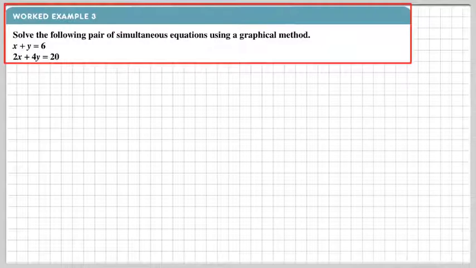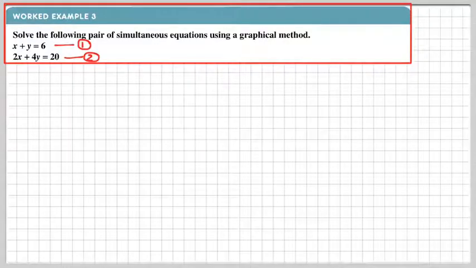Onward, ever onward. Solve the following pair of simultaneous equations using a graphical method. We have to do a graph for this one. But we know what to do, don't we? Because we did it in the first example, so we just do the same thing again, and we can get our solution by drawing the graph and finding the point of intersection of the two graphs, presuming they're not parallel, in which case there'd be no solution, would there?